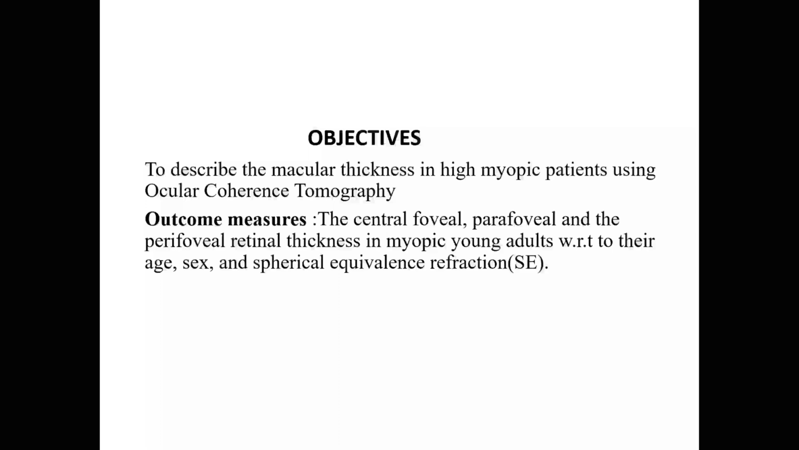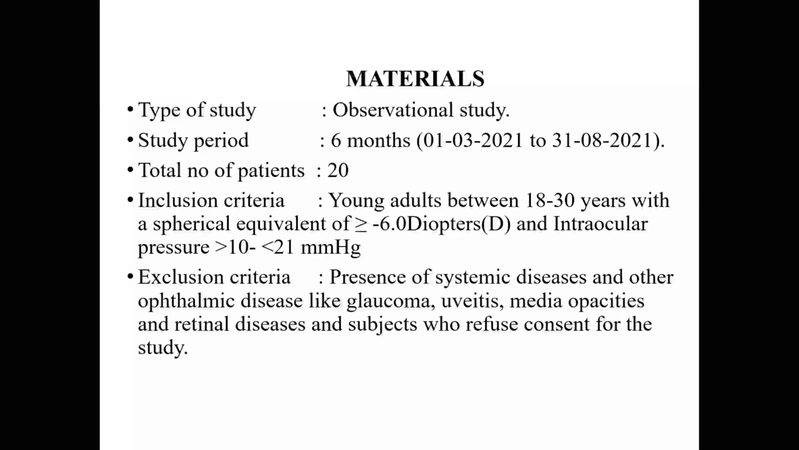Objectives: to describe the macular thickness in high myopic patients using OCT in terms of the central foveal, parafoveal, and perifoveal retinal thickness in myopic young adults with respect to their age, sex, and spherical equivalence of refraction. Materials. Type of study: it's an observational study conducted over a period of 6 months. The total number of study subjects were 20, and inclusion criteria are young adults between 18 to 30 years with a spherical equivalent of more than or equal to -6 diopters and intraocular pressure between 10 to 21 millimeters of mercury. Exclusion criteria: presence of any other systemic diseases and other ophthalmic diseases like glaucoma, uveitis, media opacities, and retinal diseases, and subjects who refuse consent for the study.